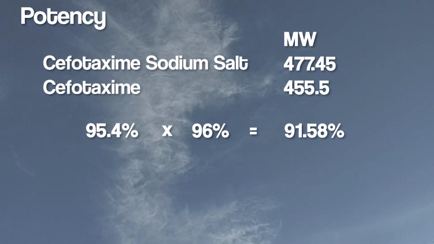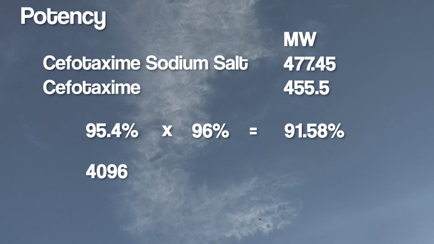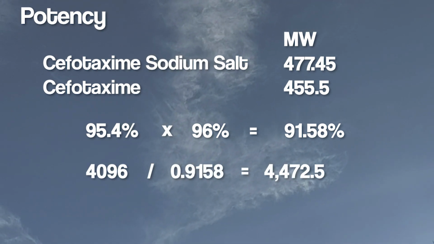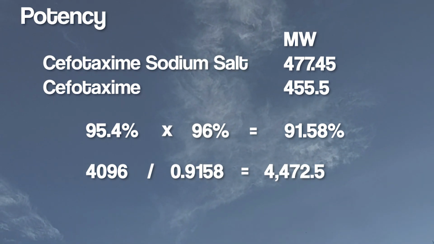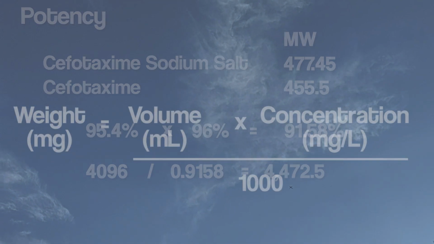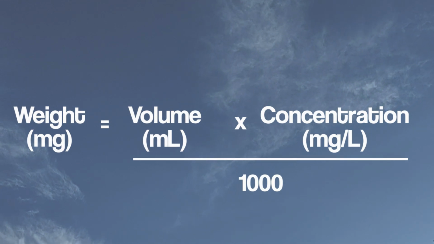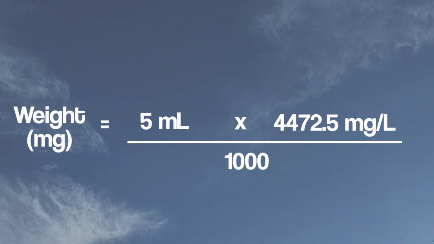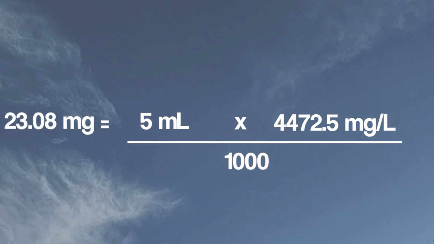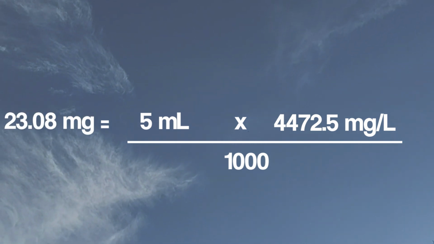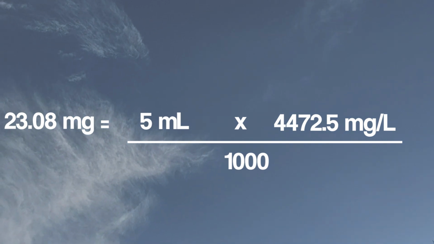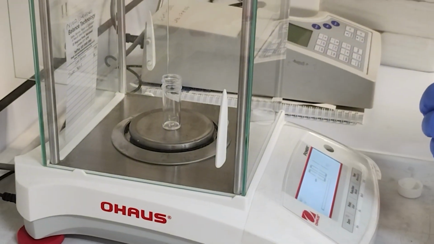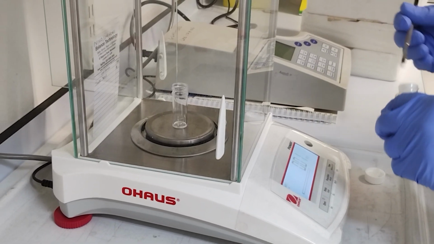We will make up a stock solution of 4096 micrograms per ml. To achieve a concentration of 4096, we will need to prepare a solution of 4472.5 micrograms per ml. We want roughly 3 to 5 ml of 4472.5 micrograms per ml. So we will need roughly 20 milligrams of antibiotic powder. Don't try and weigh this exactly, we will adjust the amount of media we use to make up our solution. Any amount roughly close to the weight we want will be fine.